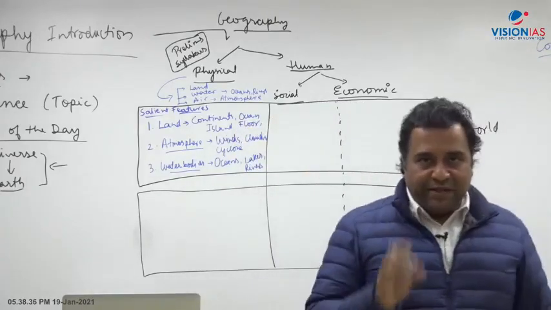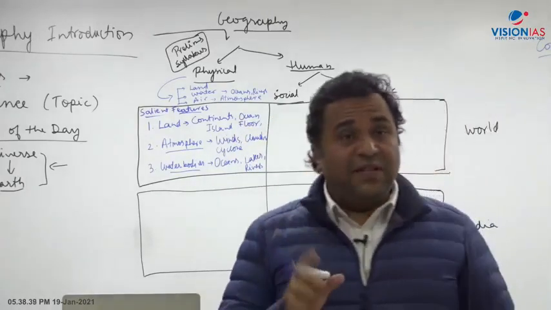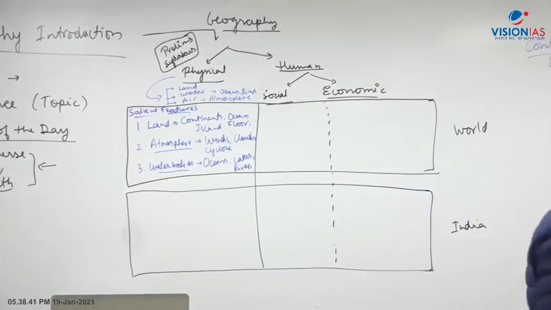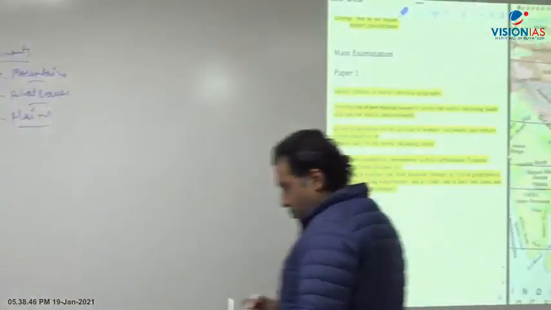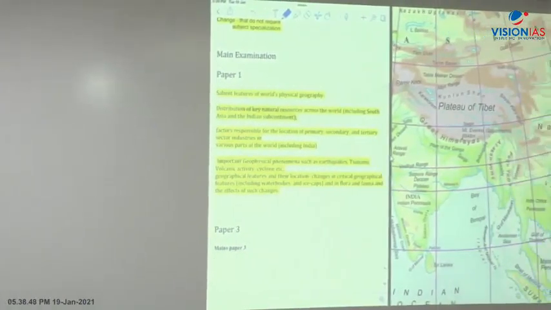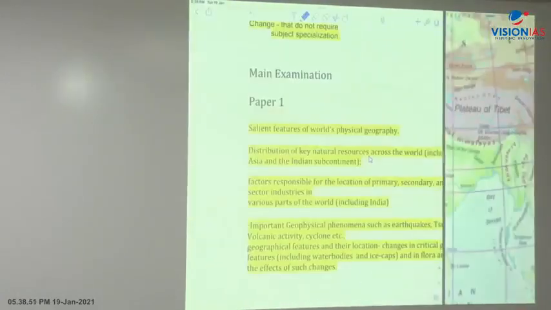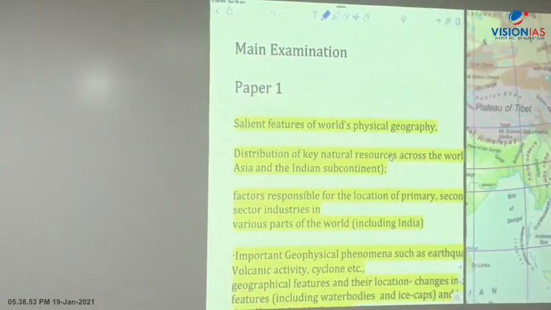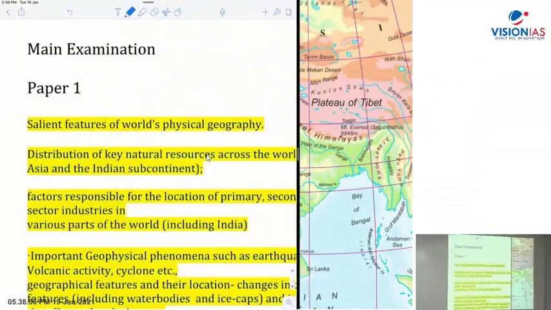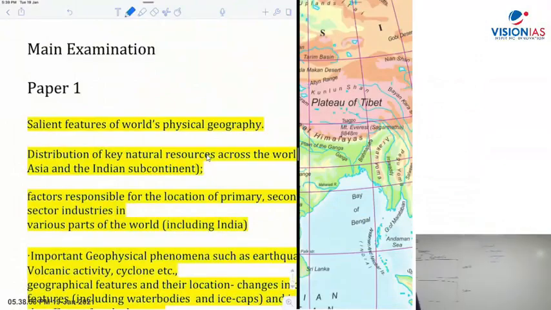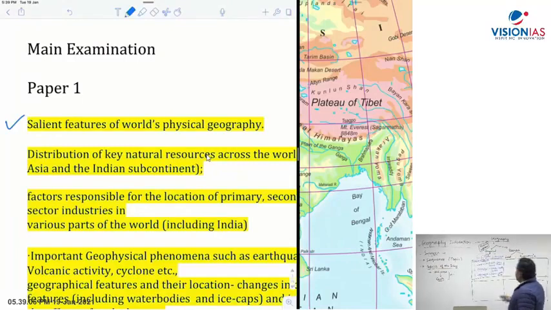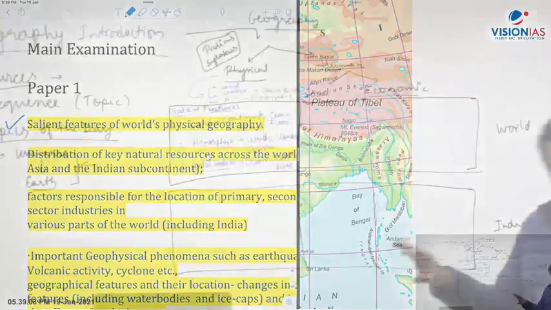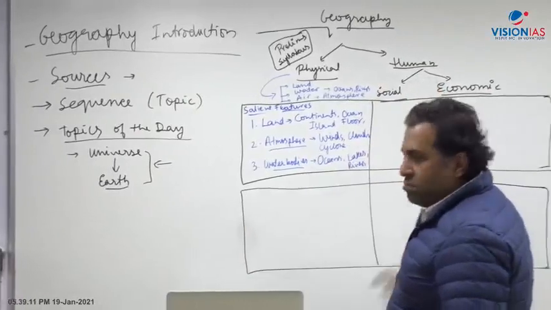So this is basically the first line of your syllabus, right? Because your syllabus tells you what all to read. So this first line is deciphered here. Which line? Salient features of the world physical geography. This one line we have understood, right? Because the main syllabus tells you only what is there in your prelims. Prelim syllabus, they have just given you the framework. The main syllabus fills that framework for you. Okay, that's it. So this is how we go.